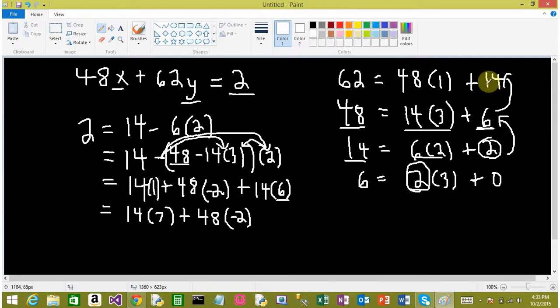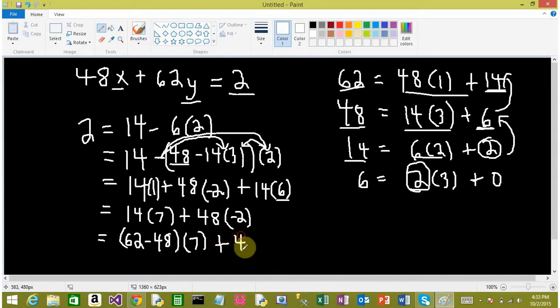And then the last thing to do is to solve for 14 in this first equation up top. So we're just going to subtract the 48, 48 times 1, from 62 and replace that with the 14. So that's 62 minus 48 times 7 plus 48 times negative 2.